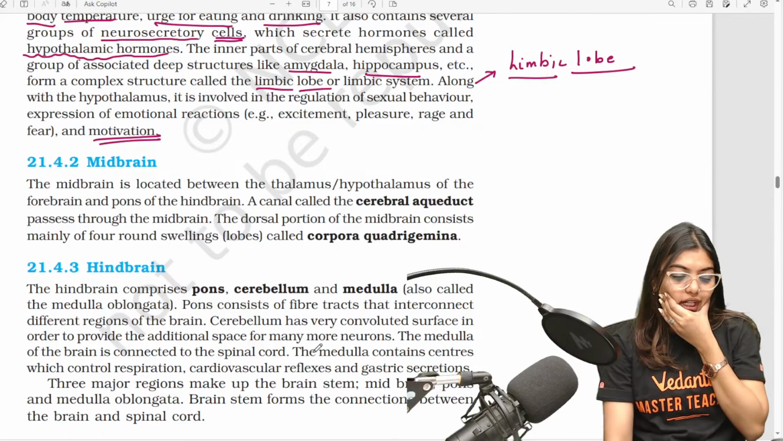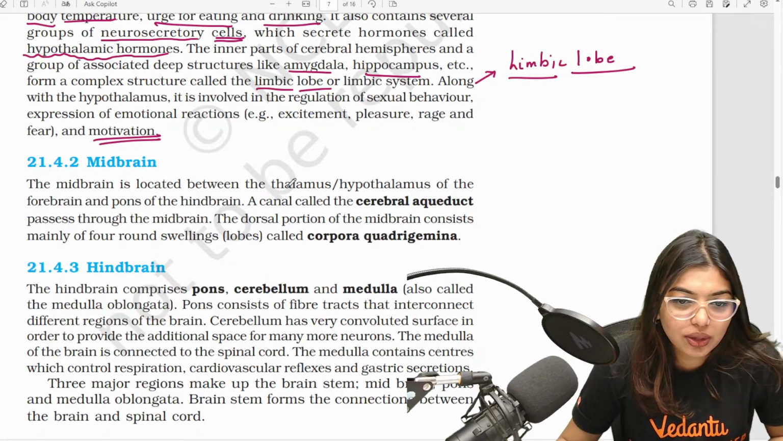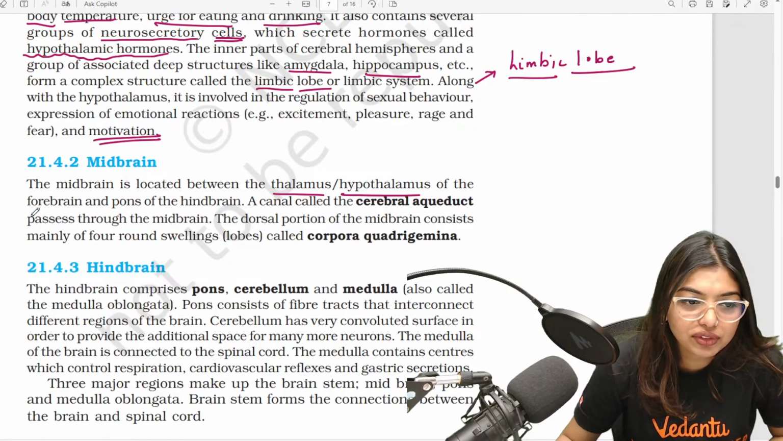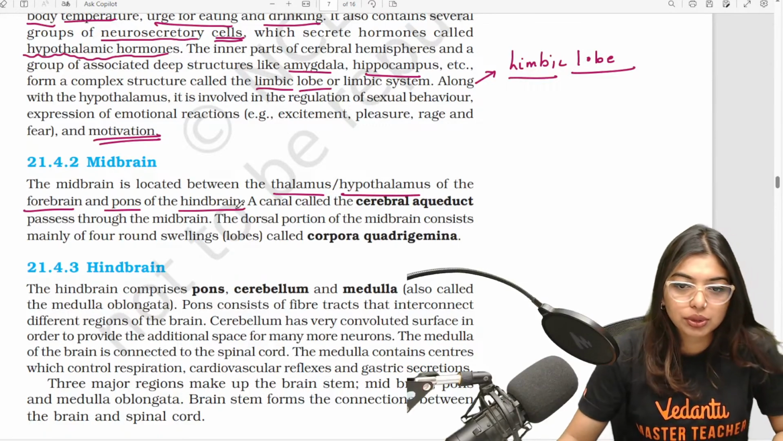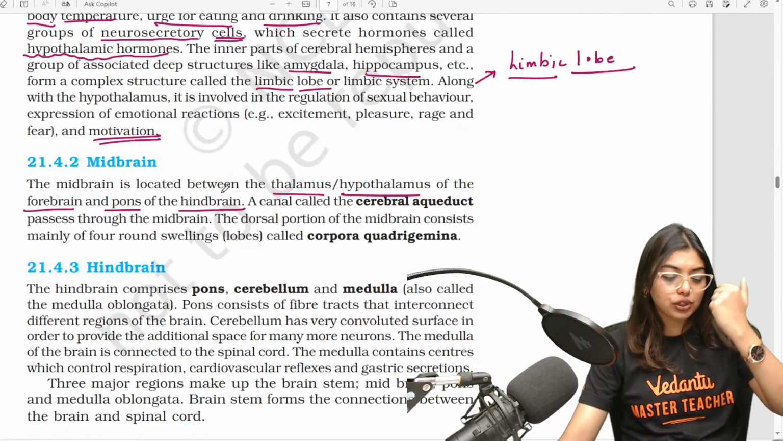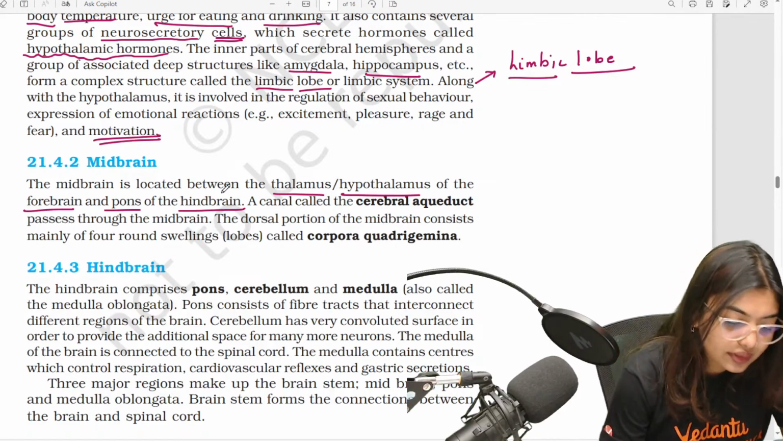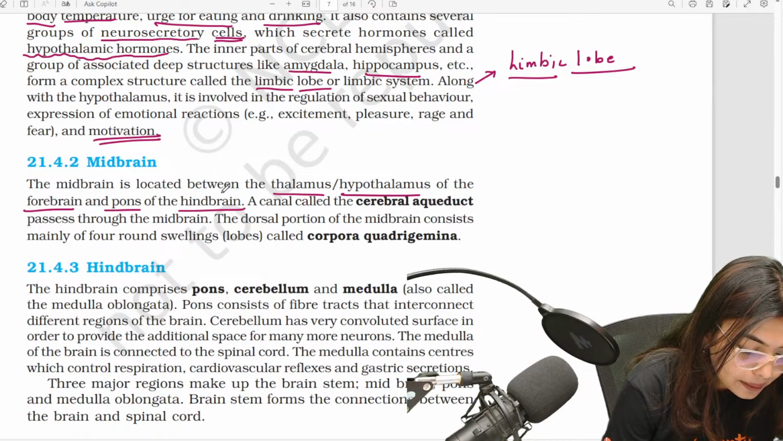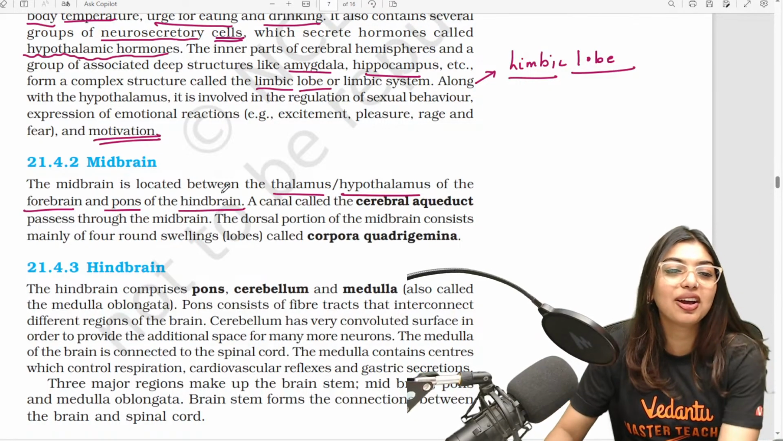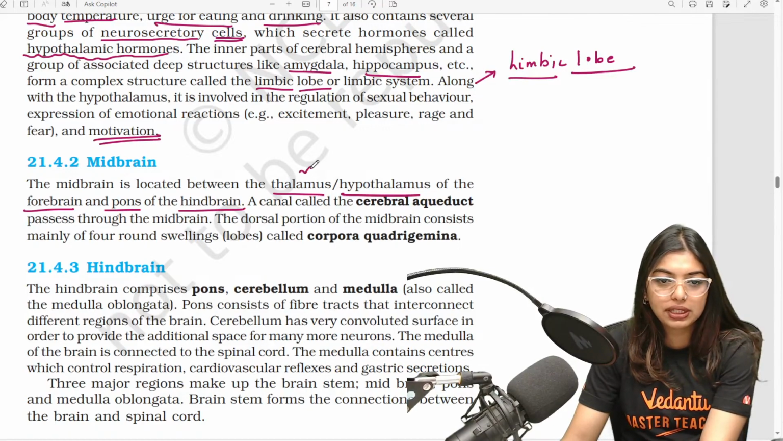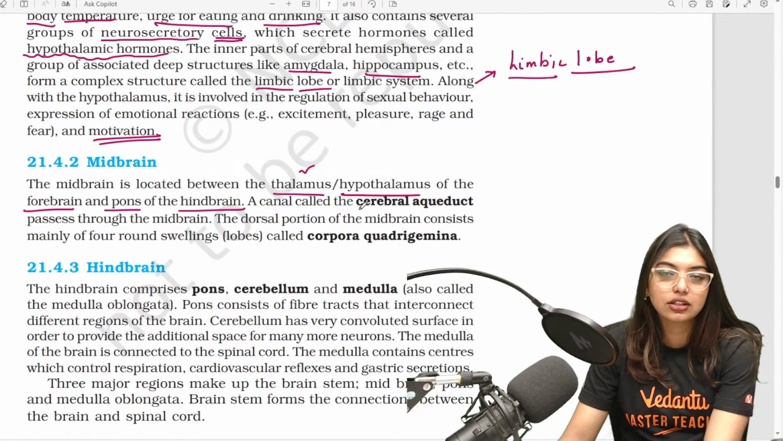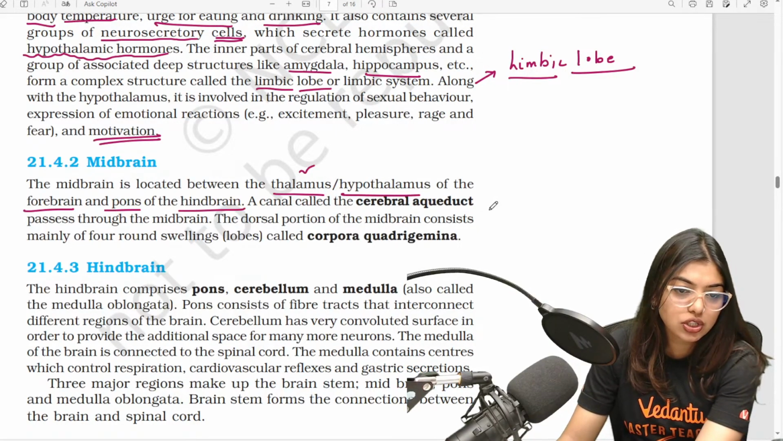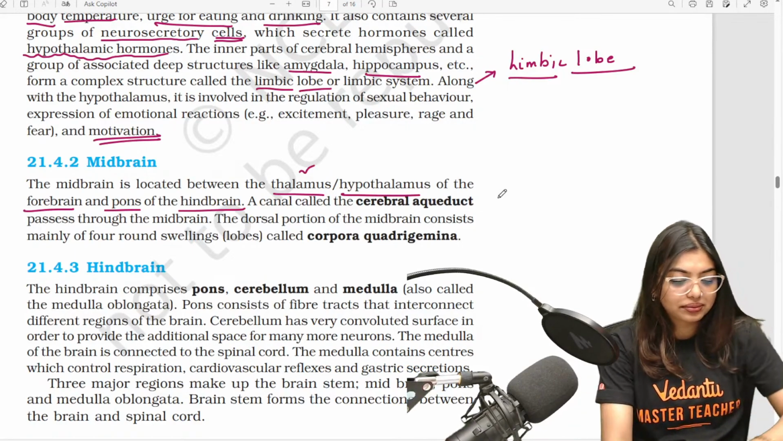Now midbrain. Ready for midbrain? Okay, the midbrain is located between the thalamus and hypothalamus of the forebrain and the pons of the hindbrain. Okay, so I have become a mini doctor version. So see, I am telling you which is not working for you people. Okay, yes or no? Fine. Now midbrain, students. A canal called the cerebral aqueduct passes through the midbrain. Okay? Yes or no?